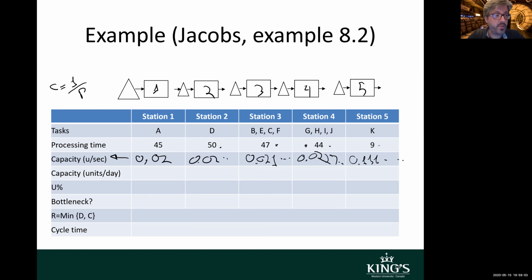So let's transform this into units per day. I'm going to multiply all these guys by 7 hours. Each hour has 60 minutes, and each minute has 60 seconds, right? So in terms of capacity per day, and by the way, I apologize, I didn't mention the tasks. Station number 1 only has task A. Station number 2 has task D. Station number 3 has all these 4. Station number 4, this guy. Station number 5 is K.